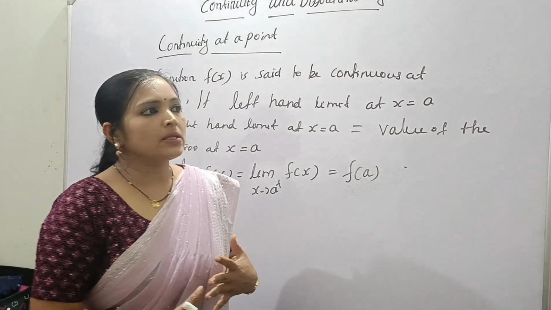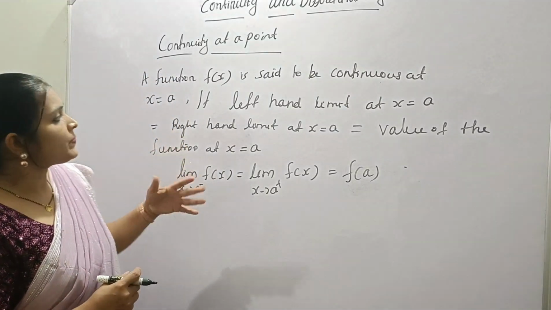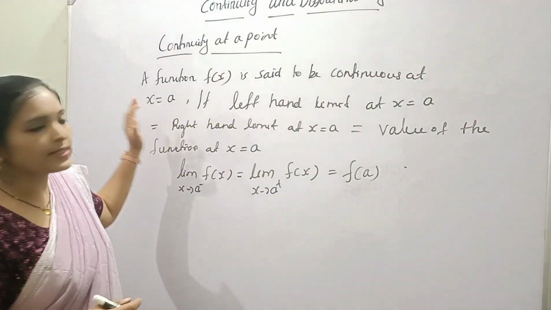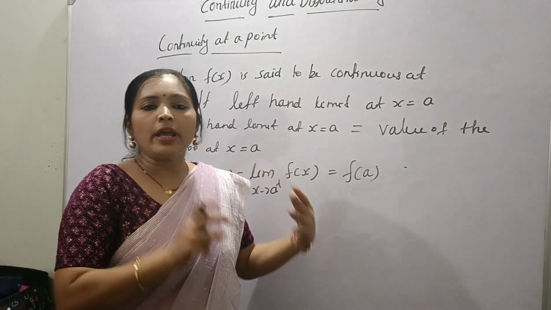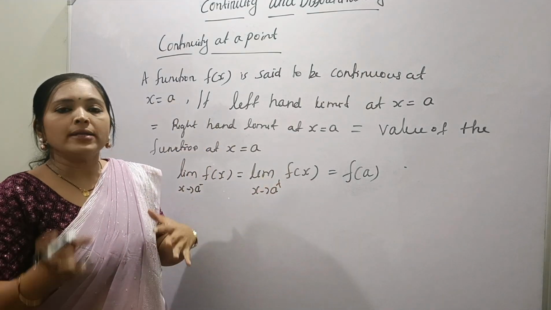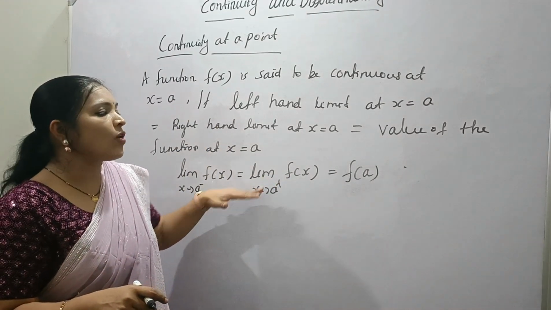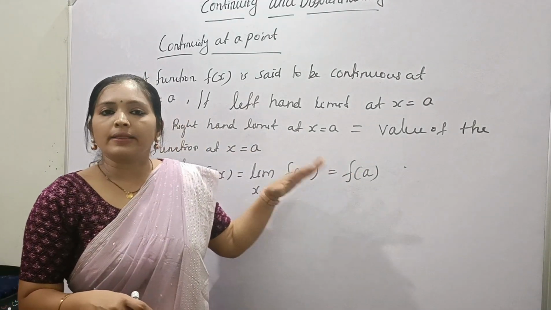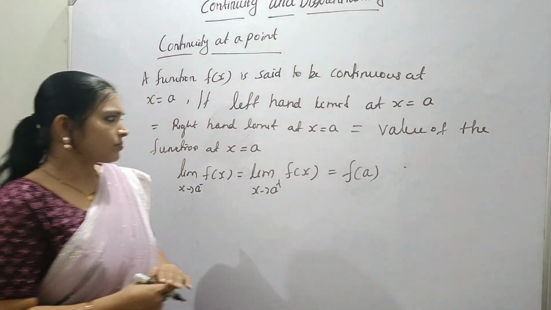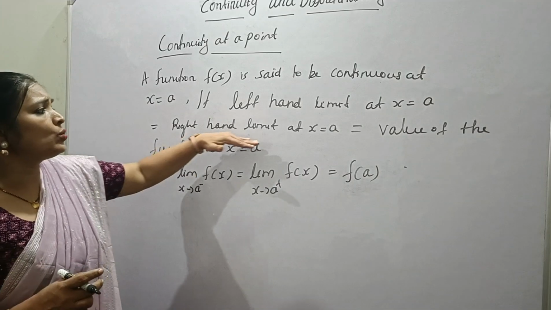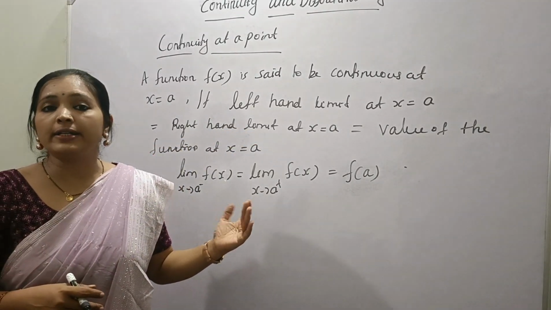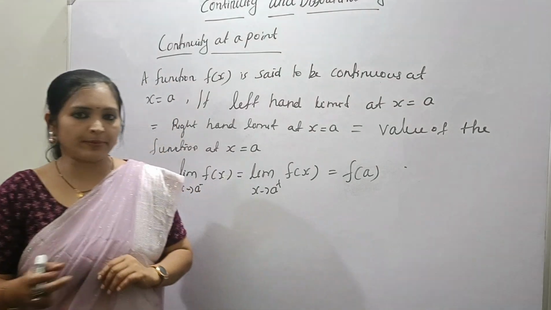Otherwise, you can define this continuous function like this: a function f of x is said to be continuous at x is equal to a if limit x tends to a of f of x exists and limit x tends to a of f of x is equal to f of a, then the function is continuous. I hope you understood what the right hand limit and left hand limit are. You already learned them in the 11th standard limit chapter.